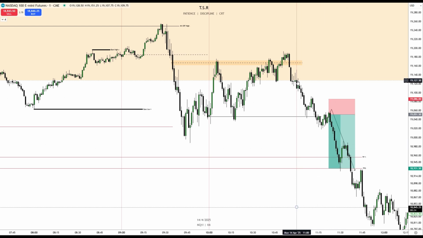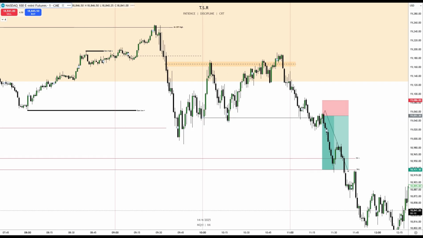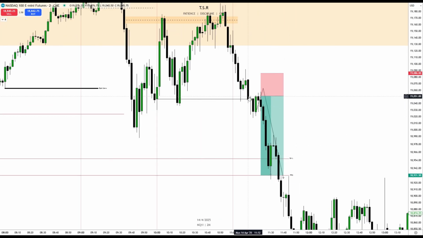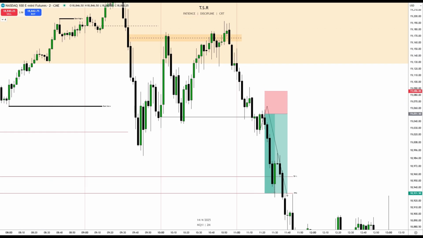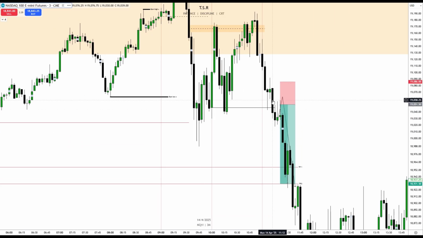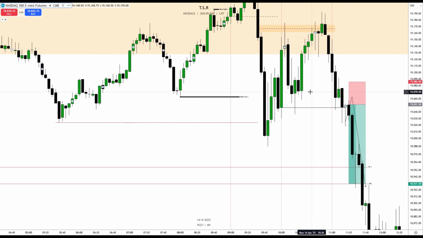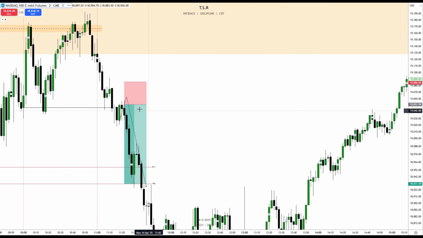Right after that expansion lower from the 11 a.m. open, we had a textbook 2-minute, 3-minute, and 4-minute displacement over the previous hour's, the 10 a.m. hour's, opening level. Displacement was on a 2-minute right over here with a fair value gap being formed. On a 3-minute as well. And on the 4-minute, a 4-minute fair value gap as well. Entry using the 2-minute fair value gap to go short. You can see the entry right at the fair value gap level right over here.